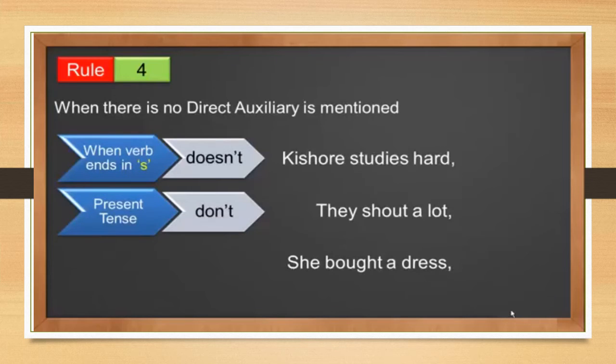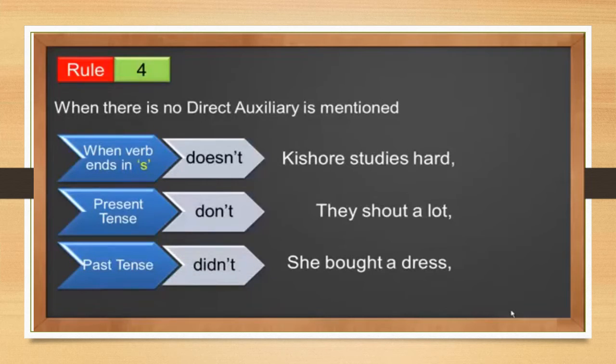Or if there is a present tense, use the verb don't. They shout a lot, don't they? Because over here the verb is shout. It's in present tense. It is not shouted or shouts. It does not end in S. So we can use don't. And the same way, if it's in past tense, you can use the word didn't. She bought a dress, didn't she?